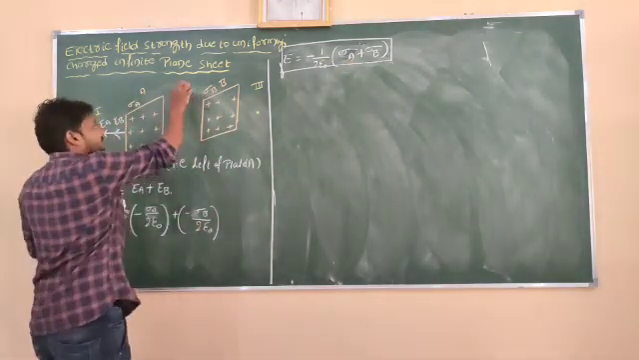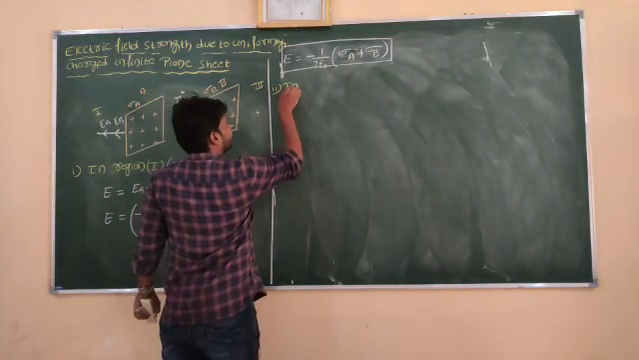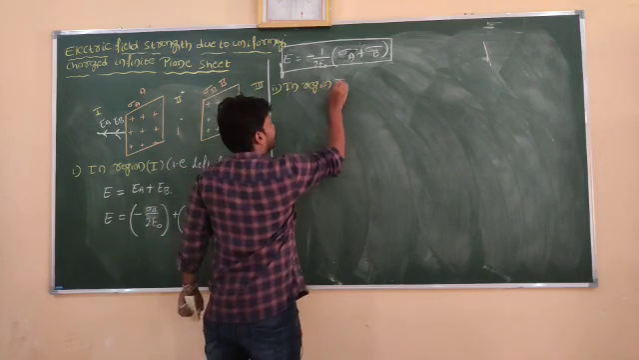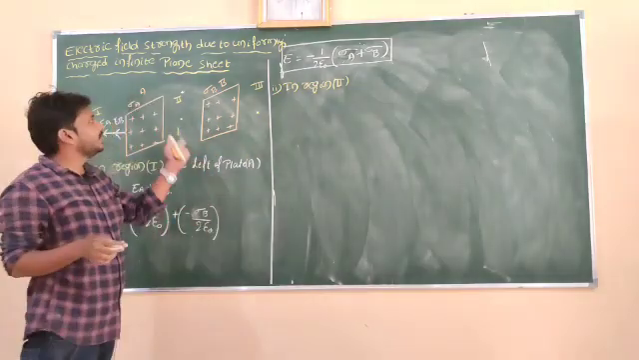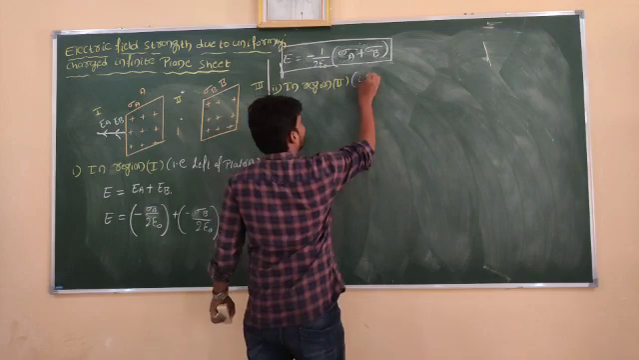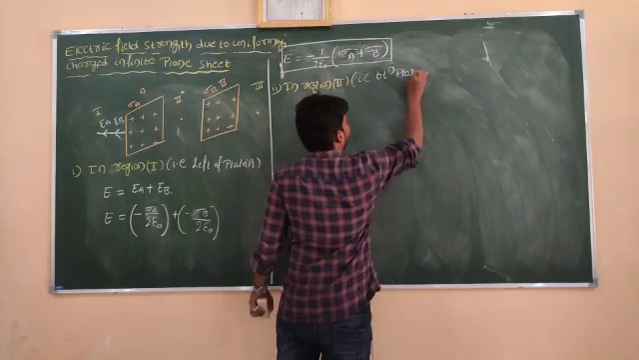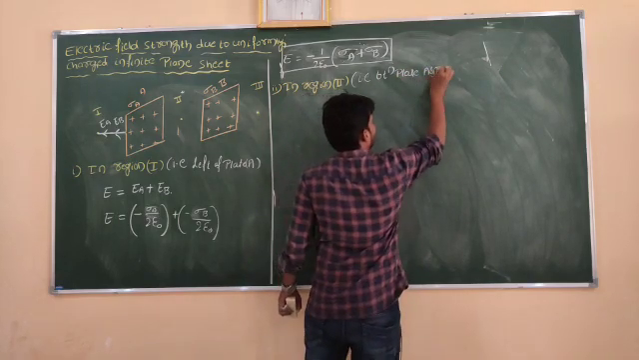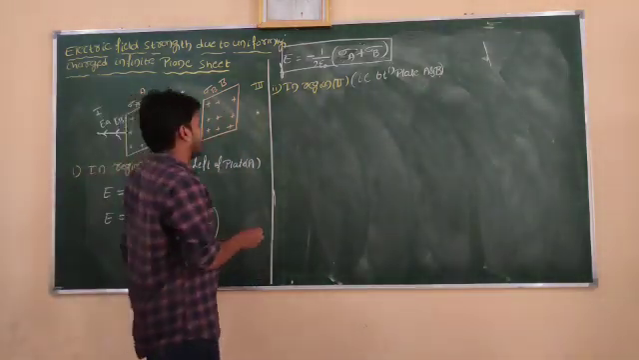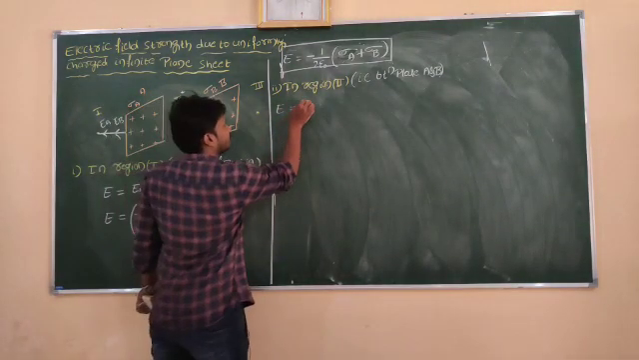Now the second case, region 2. Region 2 is nothing but the region between plates A and B. So between plates A and B, what is the value? The total electric field E is equal to E of A plus E of B.